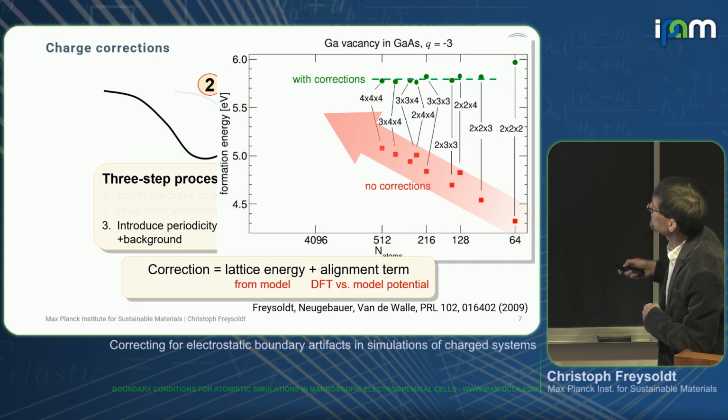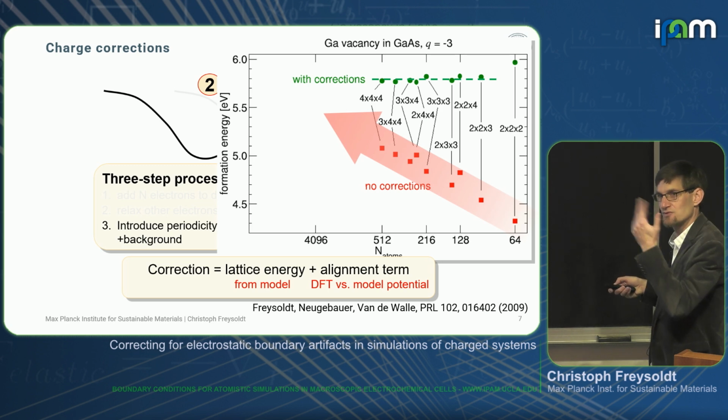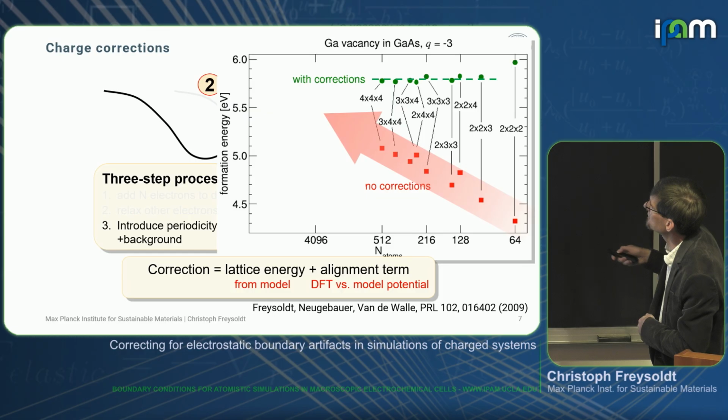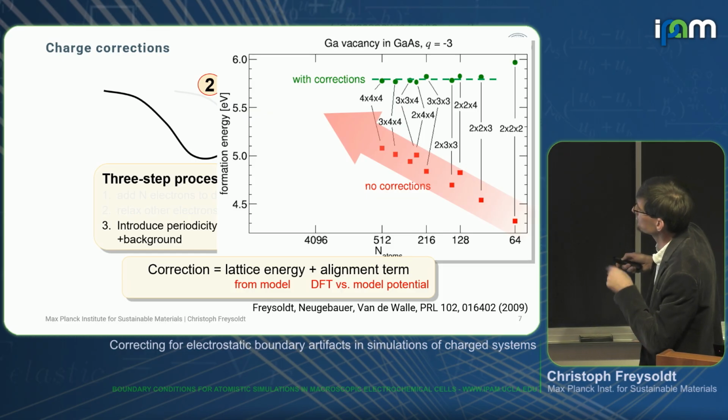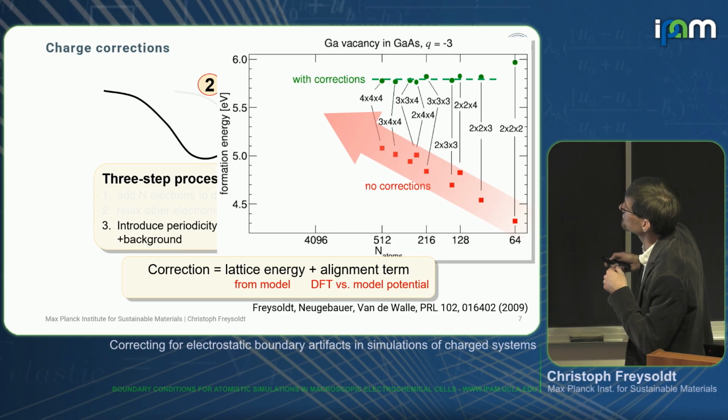This is the original thing here plotted now as 1 over the linear dimension of our supercell to capture this 1 over R behavior if you don't apply corrections for gallium vacancy in gallium arsenide without ionic screening in this case, in order to really focus on the electrostatic effects. You see this strong increase if you don't apply the corrections.